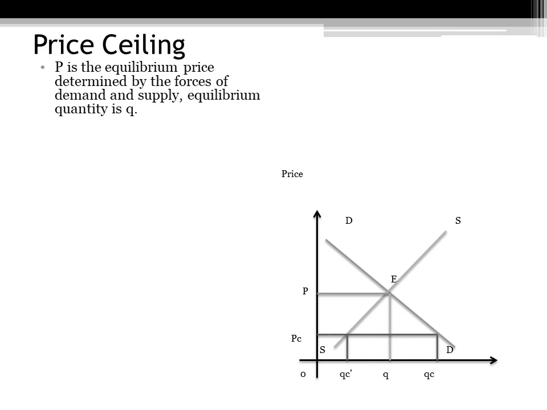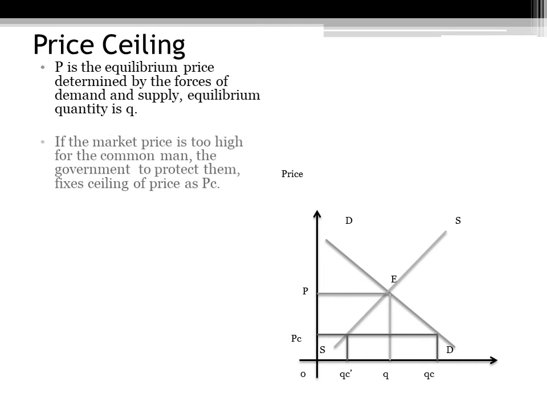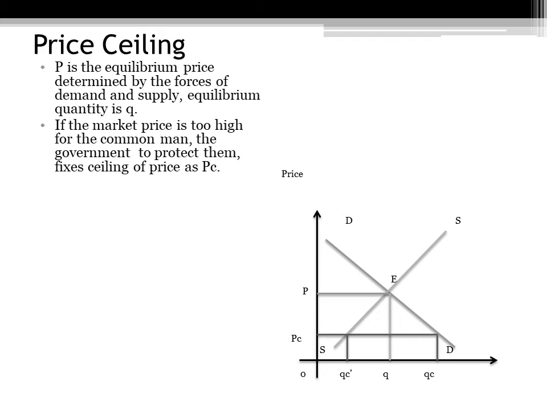If P is the equilibrium price determined by the forces of demand and supply, the equilibrium quantity is Q. If the market price is too high for a common man, the government, to protect them, fixes a ceiling price PC. So PC is our ceiling price, which means it is the upper limit on the price of goods and services imposed by the government. If the market price is higher, then the government fixes a ceiling price to protect the common man. Here PC is our ceiling price.